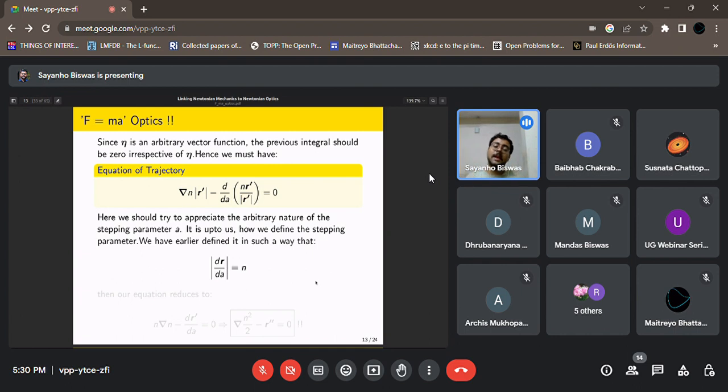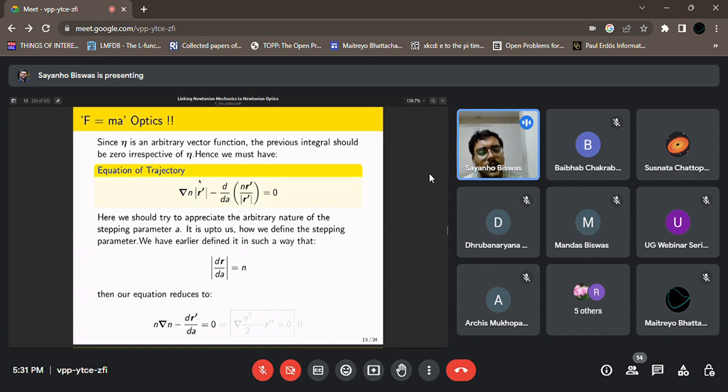But we do not know whether A is unique or not. We are not making any claims on that. Mod dR/dA is n, or A is some stepping parameter that satisfies this condition. If that is so, then that means mod R prime is n, because dR/dA is nothing but R prime. Mod R prime being n means in the above equation, it's a scalar multiplied with the gradient of n, right? That is the first term. But this scalar is nothing but refractive index n itself.